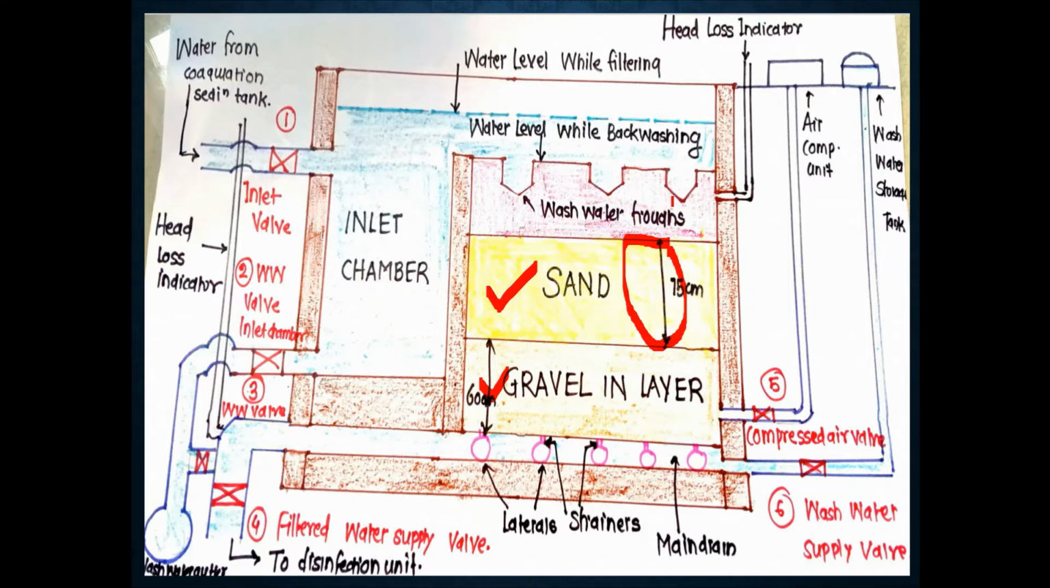We will see the working of this rapid sand filter. We will start from here. What I have written: water from coagulation sedimentation tank. Water from the coagulation sedimentation tank means, in the slow sand filter, what was the pre-treatment, the treatment before filtration? If you remember the diagram, that is nothing but plain sedimentation.